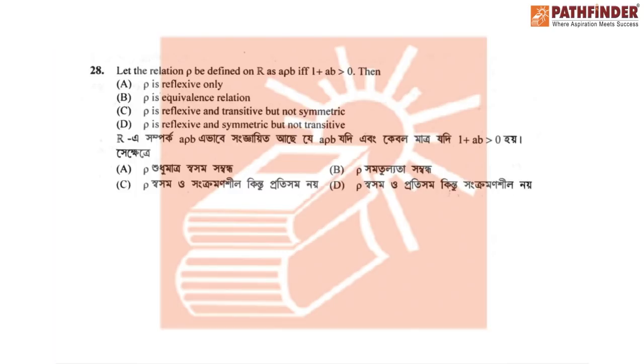Next is question number 28. The relation is defined: A rho B if 1 plus AB is positive. Then rho is reflexive only, or an equivalence relation, or reflexive and transitive but not symmetric, or reflexive, symmetric but not transitive. So first of all, check for reflexive. We get 1 plus A square, which is more than 0. So A rho A, because if you put A equal to B, it is reflexive.